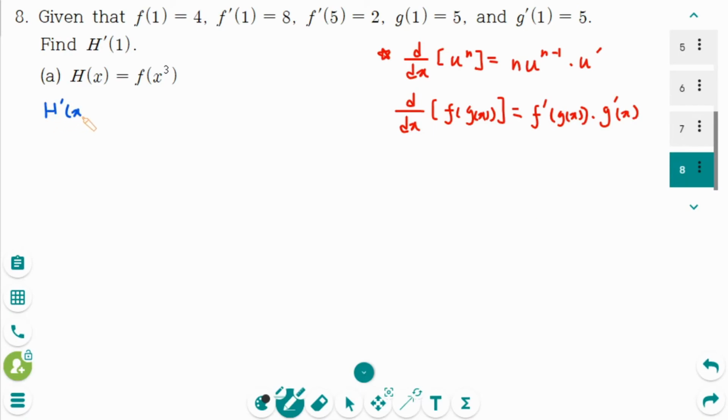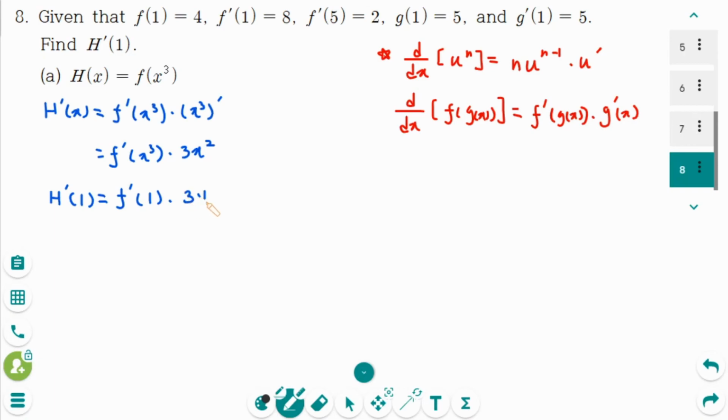h prime x equals f prime of x cubed times x cubed prime, f prime of x cubed times 3x squared. So h prime of 1 equals f prime of 1 cubed, which is 1, times 3 times 1 squared. Then f prime 1 equals 8 times 3. The final answer is 24.